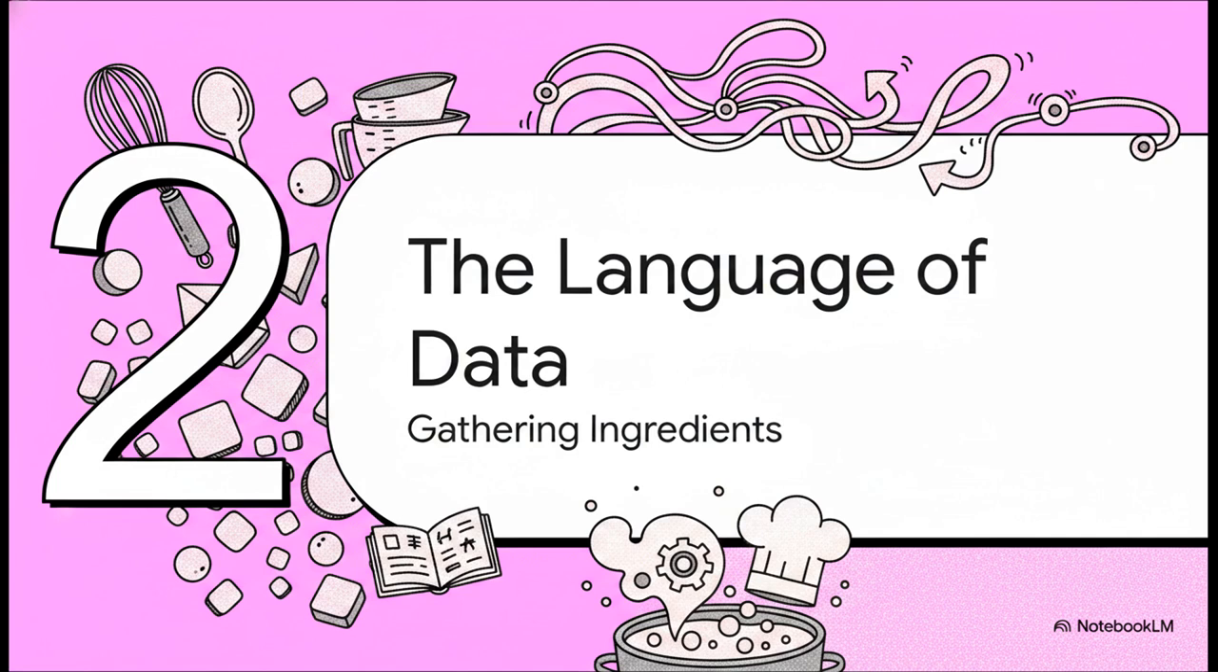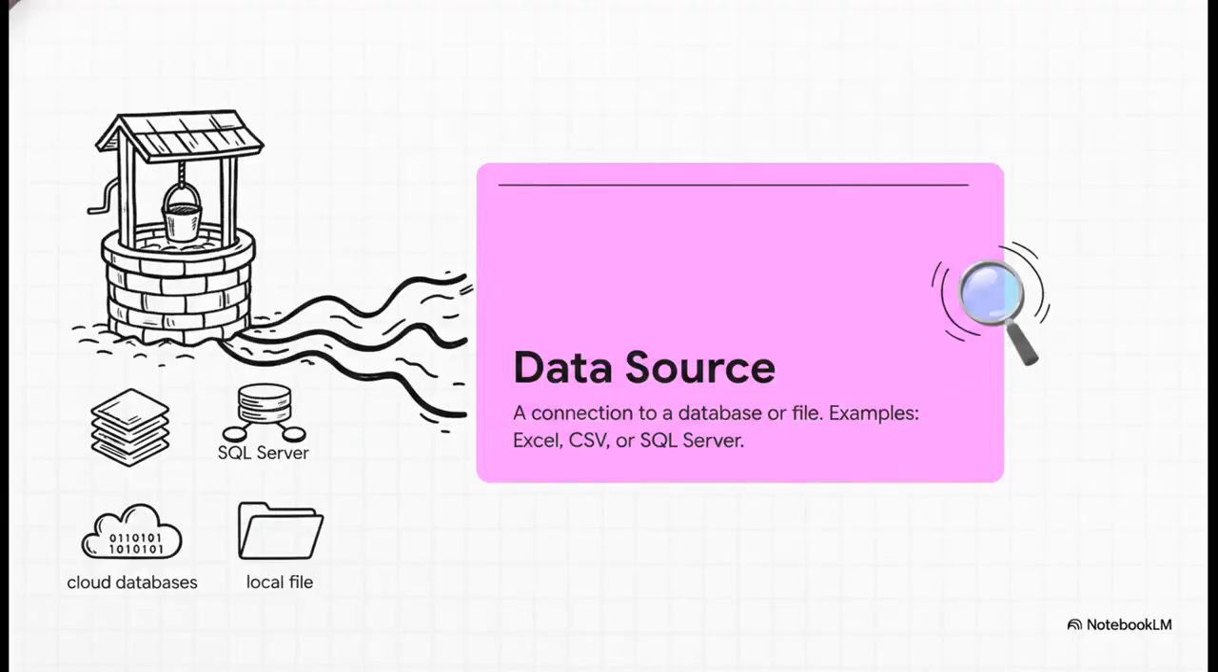Moving to Section 2, the language of data. Gathering our ingredients. Because before we can start cooking in Cognos, we have to gather our ingredients and truly understand the language of our data pantry. It all starts with a data source. This is the physical location where your raw information actually lives. It might just be a simple Excel or CSV file stored locally on your desktop, or it could be a massive SQL Server or Oracle database humming away in the cloud. Basically, think of this as the vast well we're drawing our water from.